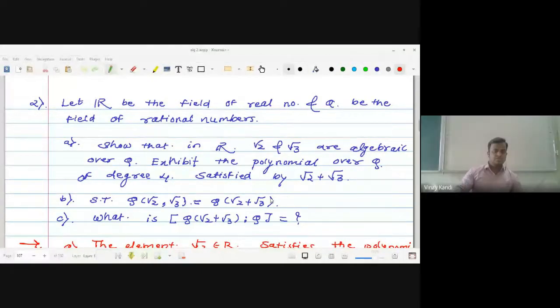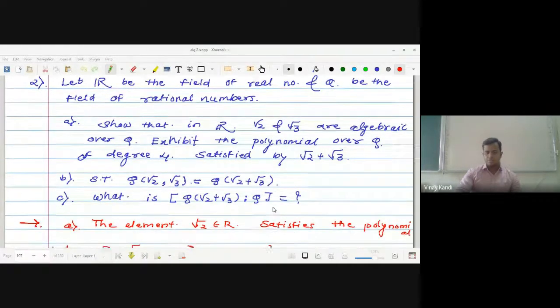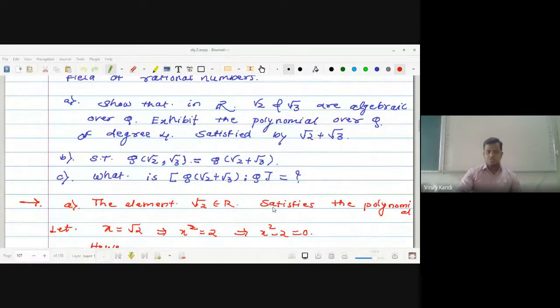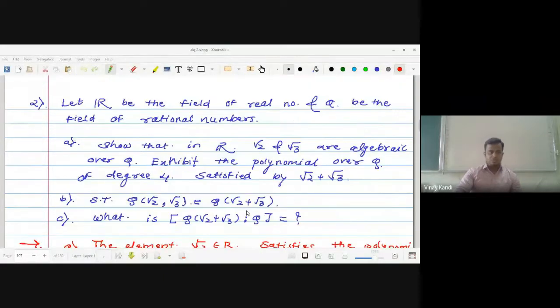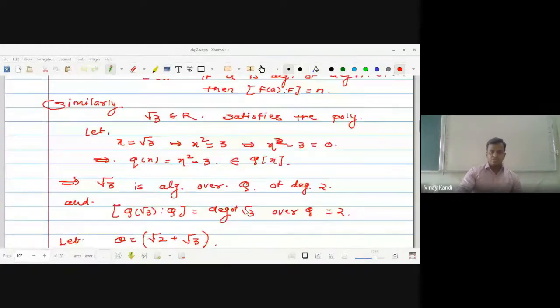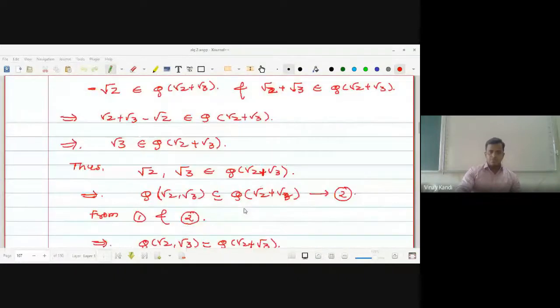So in the previous lecture, we saw one example. Let R be the field of real numbers and Q be the field of rational numbers. We showed that root 2 and root 3 are algebraic over Q, and the degree of root 2 plus root 3 is 4 over Q. Also, we showed that Q(root 2, root 3) is equal to Q(root 2 plus root 3), and the degree of Q(root 2 plus root 3) over Q is equal to 4. Okay, so this is example number two. Now we will see example number three.